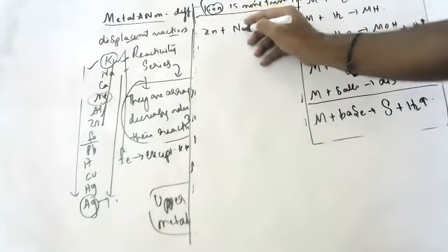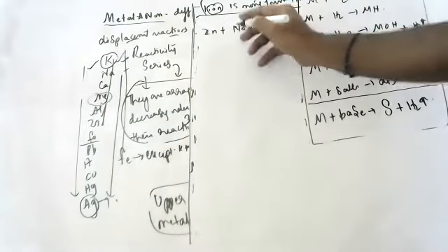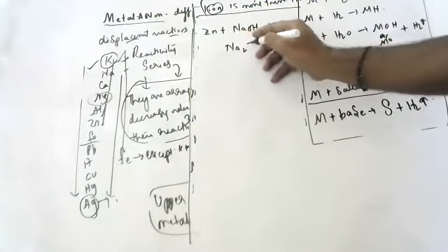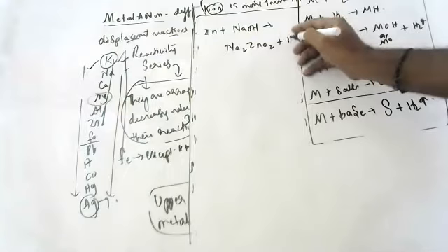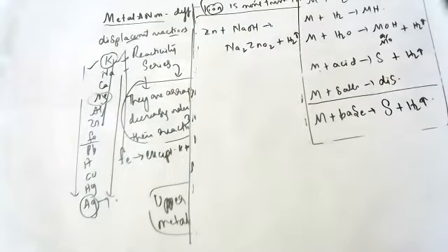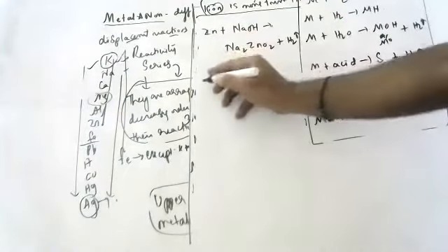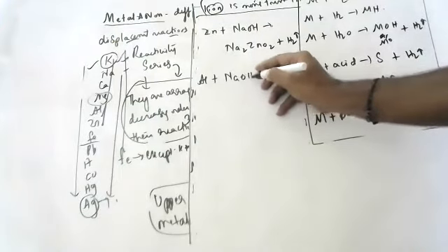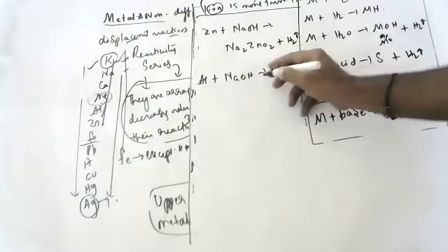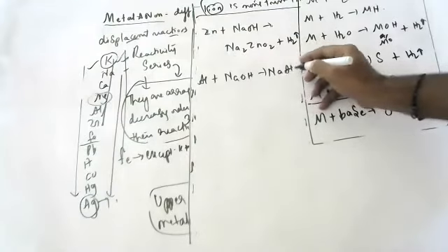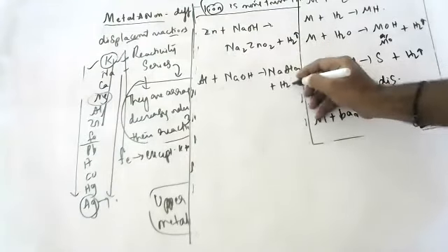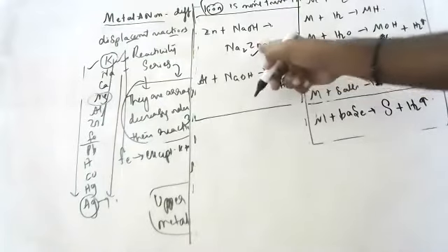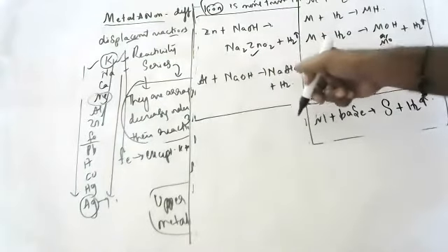Zn plus NaOH, you'll get Na2ZnO2 plus H2 gas. Okay, all metals won't react, children, only a few metals. That's why I'm writing zinc. Aluminium also will form this: aluminium plus NaOH gives NaAlO2 plus H2 gas. What is the name of this, children? Sodium zincate. This is called sodium aluminate.